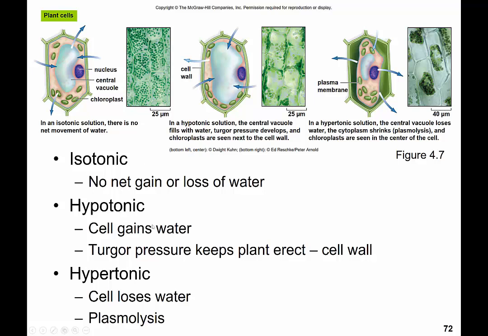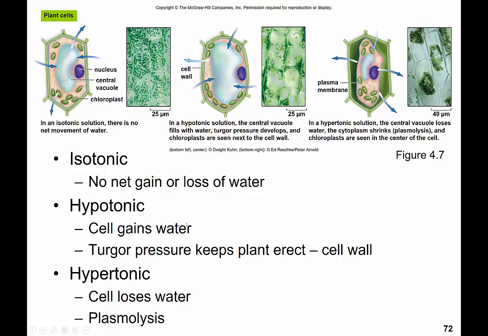In a hypotonic solution, the cell is going to gain water as it tries to equalize. In this case, the central vacuole fills with water. We saw earlier how that central vacuole is for storage and support in a plant cell. Here, it's able to store that excess water. As it expands, it pushes chloroplasts to the outside of the cell, shown here. You have turgor pressure, which also develops.